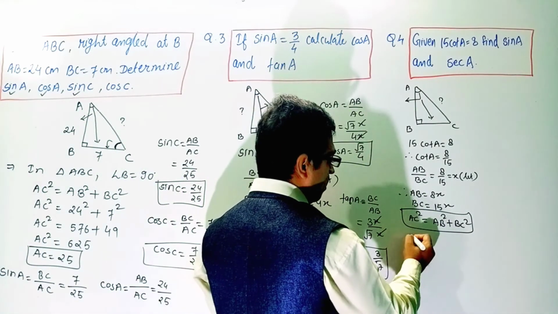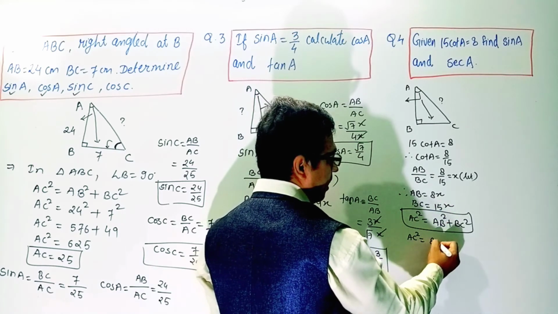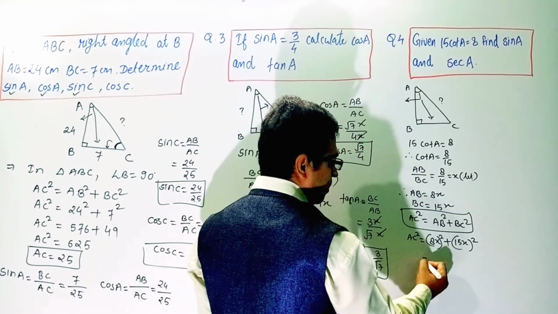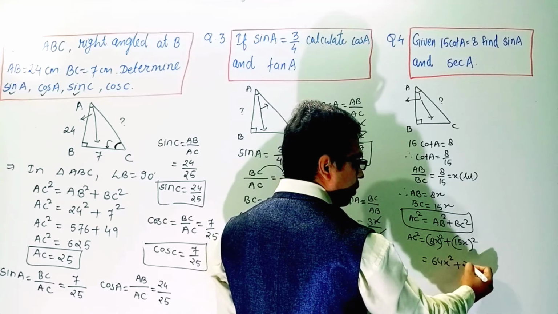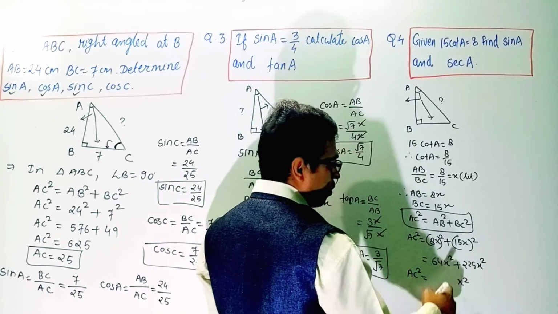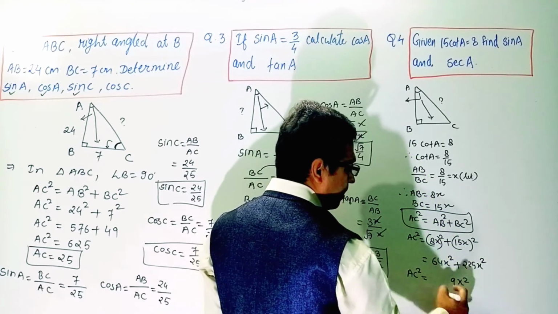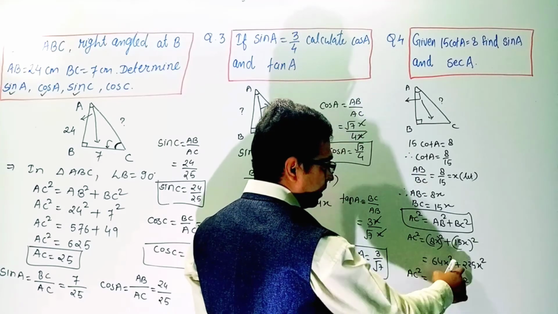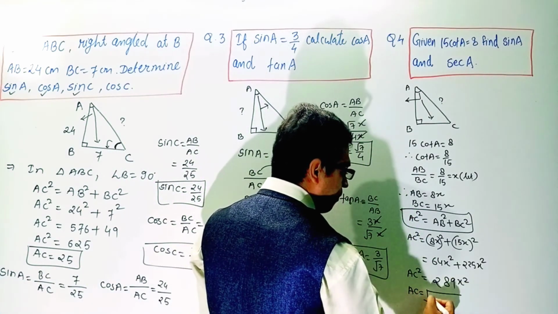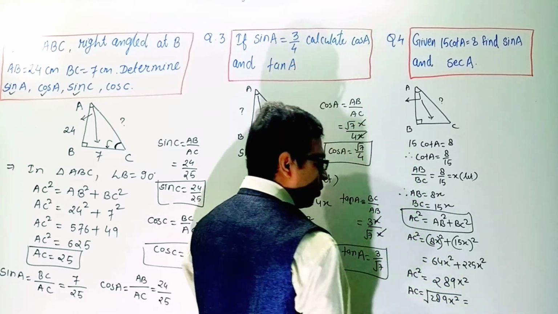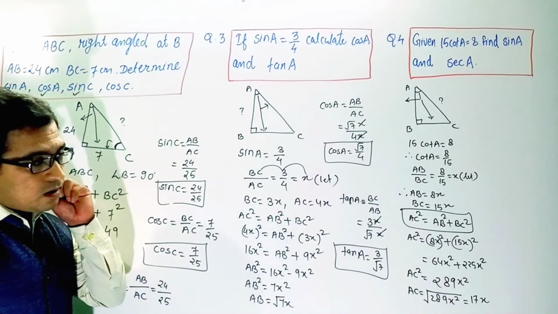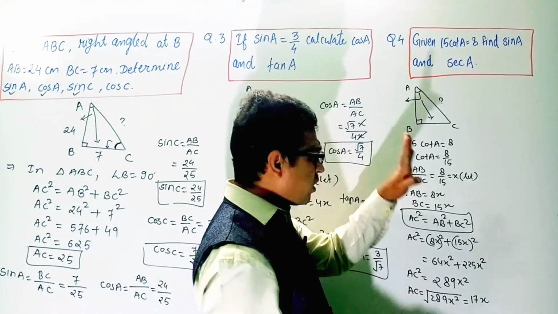So AC square unknown, value of AB square 8x whole square, and BC square 15x whole square. So this will be 64x square, and here will be 225x square. So AC square is equal to, here x square is common, 64 plus 225 is 289 x square. So the value of AC will be square root of 289 x square, which is equal to 17x, right? So students, we got the value of the third side.